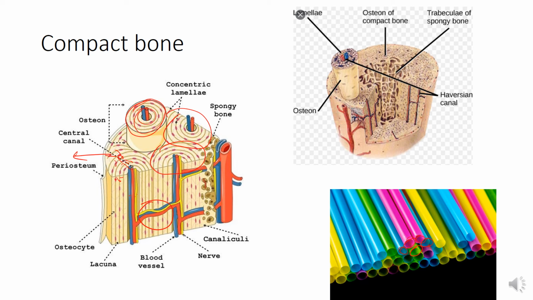Between the osteons are the interstitial lamellae, the remnants of the older system partially broken down during remodeling or growth of the bone. So this whole is the interstitial lamellae, while this is the concentric lamellae.